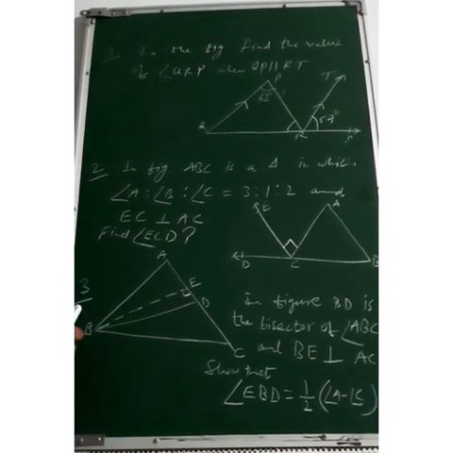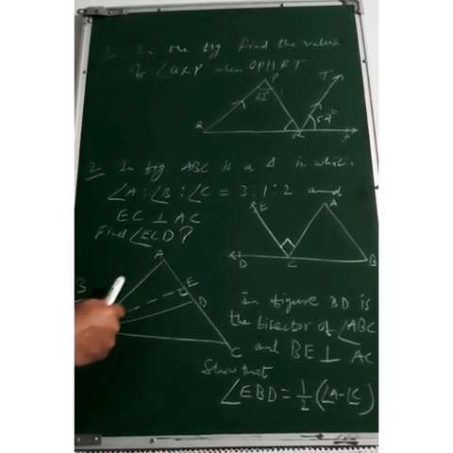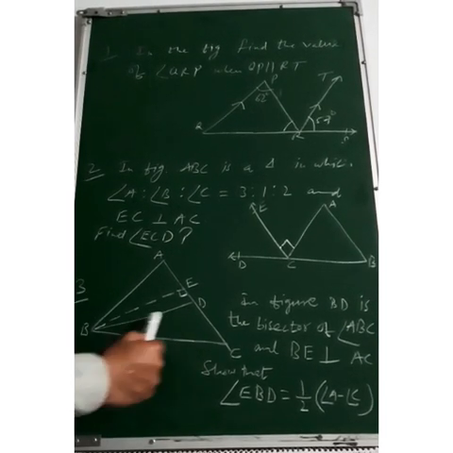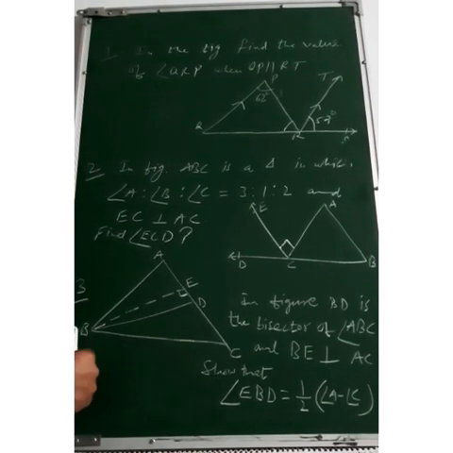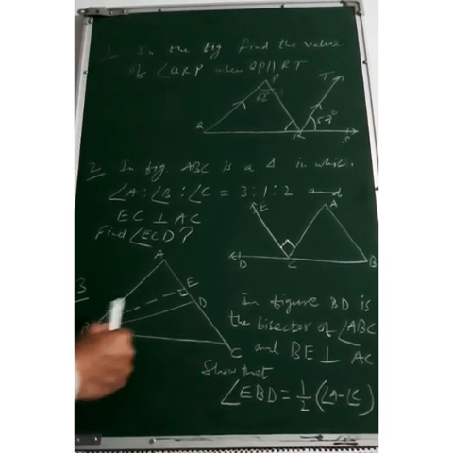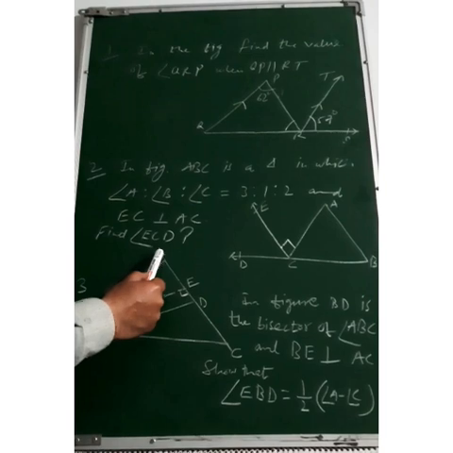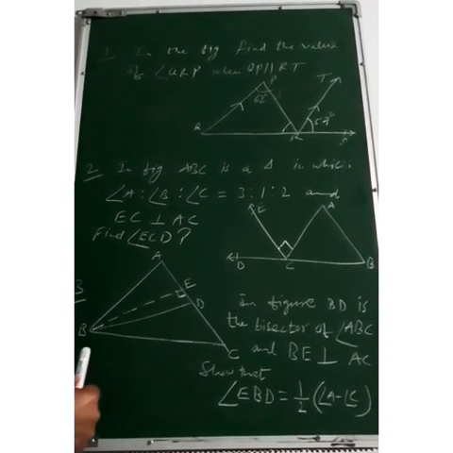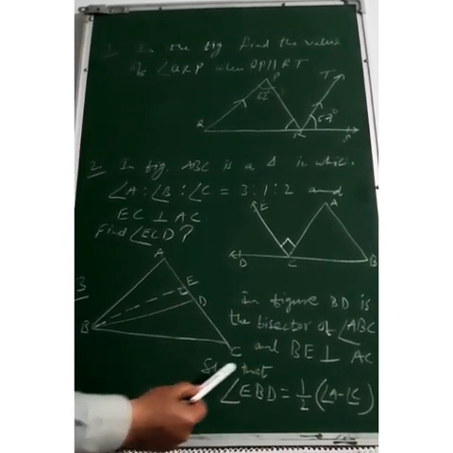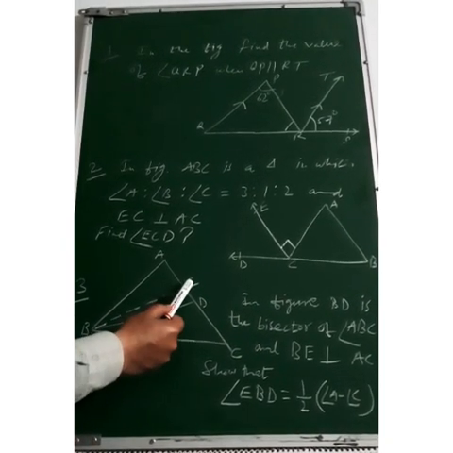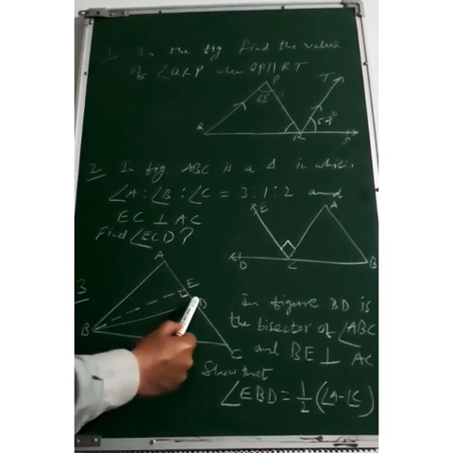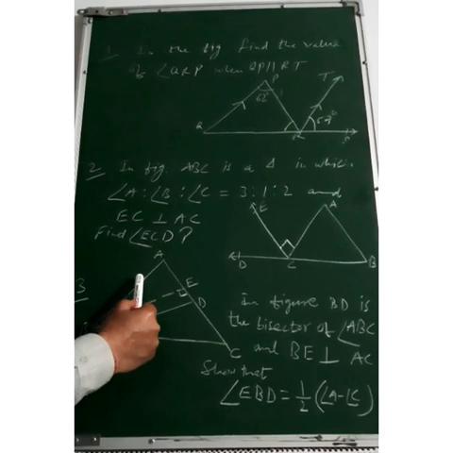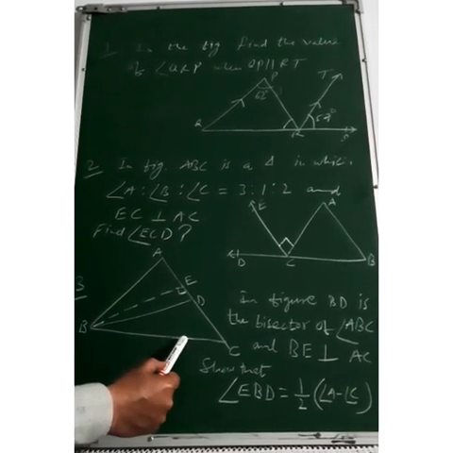And the third question for today's assignment is: again a figure is given in which ABC is a triangle, and BD is given as the bisector of angle ABC, and BE is drawn perpendicular to AC. On behalf of this information given in the question, you need to prove that angle EBD is equal to half of angle A minus angle C.